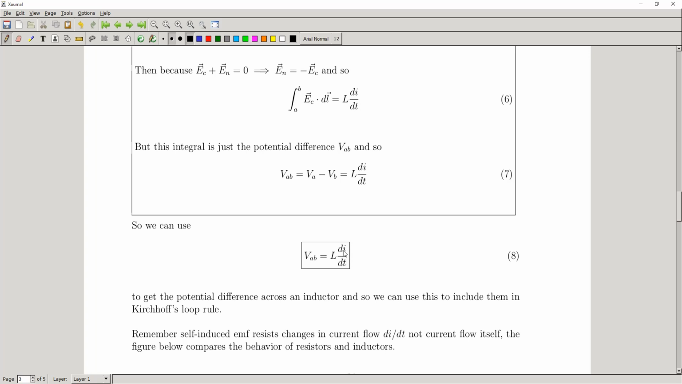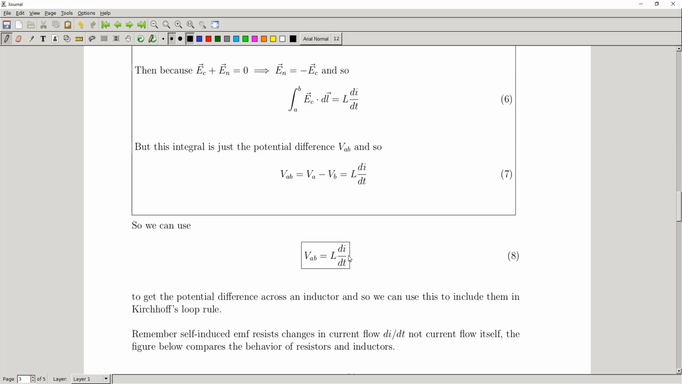Okay, and now with this expression, we can again go back to Kirchhoff's loop rule. We can now use these inductors and make calculations using Kirchhoff's loop rule, because we know what the potential difference across this thing is going to be. It's going to depend on L, our self-inductance, and how quickly the current is changing going across that inductor.